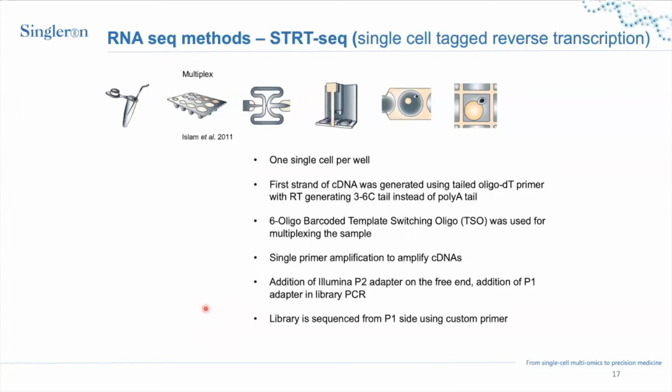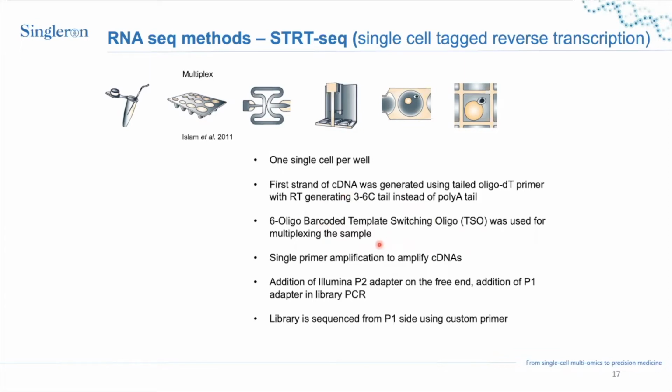So now comes the multiplexing option. Here, there is one single cell per well or per tube, and it was introduced in 2011, just 2 years after that. And this is the first study that introduced barcodes. With barcoding, we are able to multiplex the samples, and this is how they did it. To my knowledge, in this article, they looked at 85 different cells. In this workflow, they introduced a template switching oligo, which was used for multiplexing the samples.